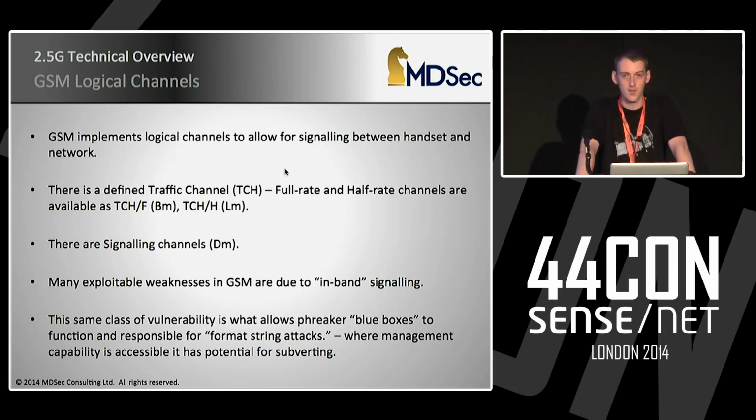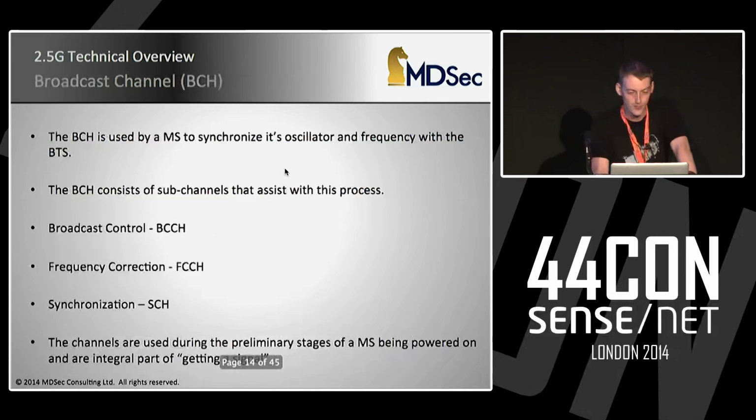And a lot of the weaknesses that have been found in GSM to date are due to this problem of in-band signaling, which is essentially the mobile station and the base transceiver station are signaling within the same channels that they're using to manage. So they're divided up logically into different channels, but they're accessible to the mobile phone. It's this same class of vulnerability that allowed Freaking blue boxes to function and has been responsible for format string attacks. And basically, when management capability is accessible, it's got the potential for subverting. So anywhere where you can get access to management information, you've got a potential to exploit it.